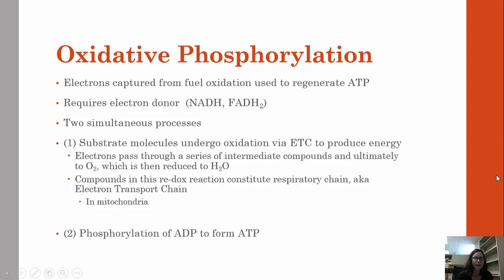By the time the electron acceptor goes to the electron transport chain, it becomes an electron donor. And these electrons pass through a series of intermediate compounds, ultimately to oxygen, which is then reduced to water. Now, the compounds in this redox reaction constitute the respiratory chain, or the electron transport chain, and this occurs in the inner membrane of the mitochondria. Then there's phosphorylation of ADP, so we have the phosphate being added to the ADP to form ATP, using the energy from the electron transport chain.